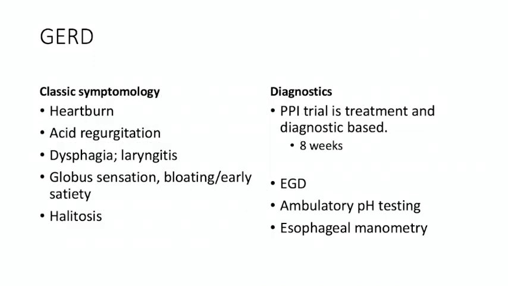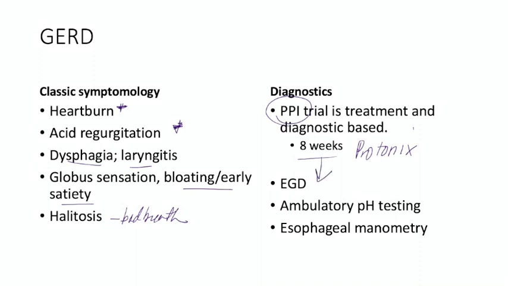So the classic symptomology of this, of course, is going to be heartburn, acid regurgitation. You can have some voice change as well as some swallowing difficulties, bloating and early satiety, and then some bad breath going on. Diagnostics for this are actually you just give a PPI for 8 weeks, so something like Protonix, and see how things are at 8 weeks. And then if they are not better, then you can go to more specific testing, such as an EGD, ambulatory pH testing, and esophageal manometry.